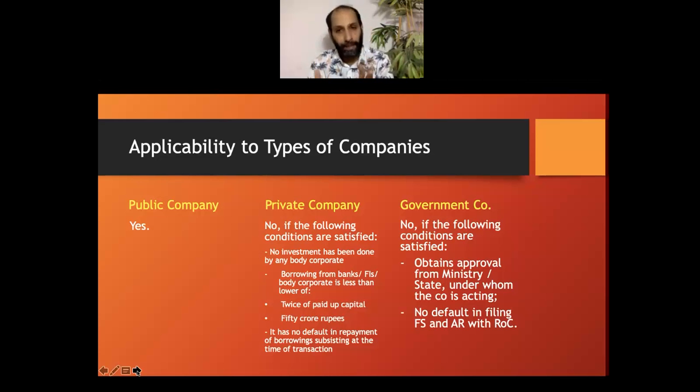Then I will say, but, because there are some exemptions for that. Section 185 is not applicable to a private company, provided the following conditions are satisfied. Especially, all the conditions must be satisfied. What is condition number one? No investment has been made by any body corporate. No body corporate should have invested in this private company. Point number two, the borrowing from banks or financial institutions or body corporate is less than the lower of twice the paid up capital of this private company or 50 crore rupees.